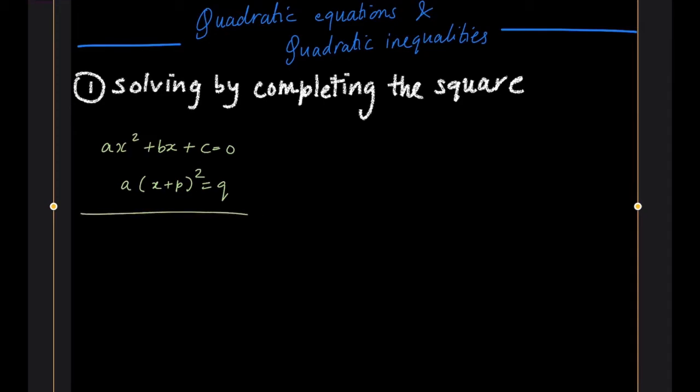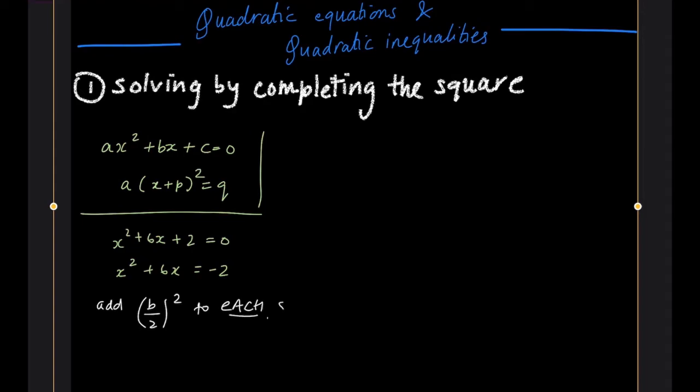Let's say we have x squared plus 6x plus 2 is equal to 0. And we need to rearrange the equation so we get the constant term on the right-hand side. So we get x squared plus 6x is equal to negative 2, right? And now, the most important step is to add (b by 2) squared to each side. Because obviously what we do to one side happens to the other side.